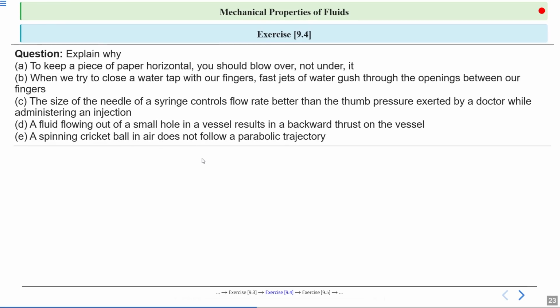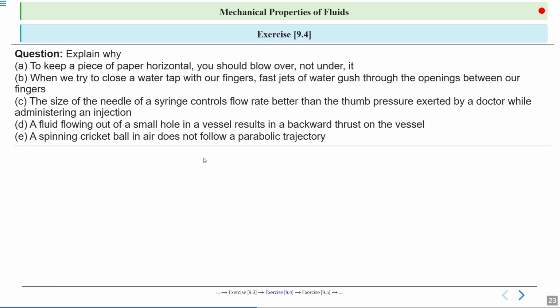Explain why. A. To keep a piece of paper horizontal, you should blow over it and not under it. B. When we try to close a water tap with our fingers, fast jets of water gush through the openings between our fingers. C. The size of the needle of a syringe controls flow rate better than the thumb pressure exerted by a doctor while administering an injection. D. A fluid flowing out of a small hole in a vessel results in a backward thrust on the vessel. E. A spinning cricket ball in air does not follow a parabolic trajectory.